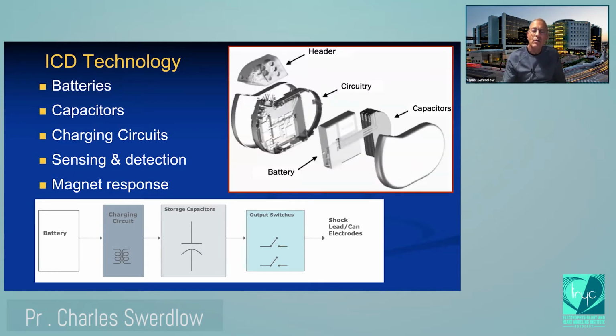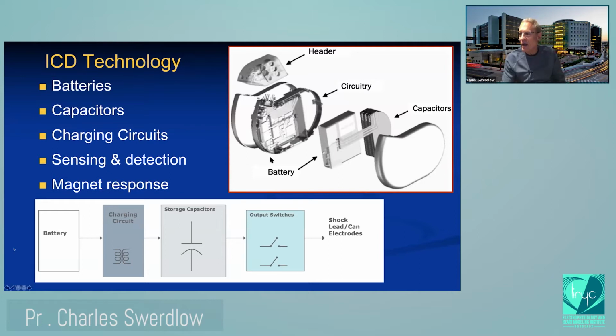So if we think about what goes inside an ICD generator, there are three main aspects that take up volume inside the can. There are the electronic circuits, which are about a third of the volume. There's the battery, which stores energy at low voltage, and the high voltage capacitors, which store electricity at high voltage.